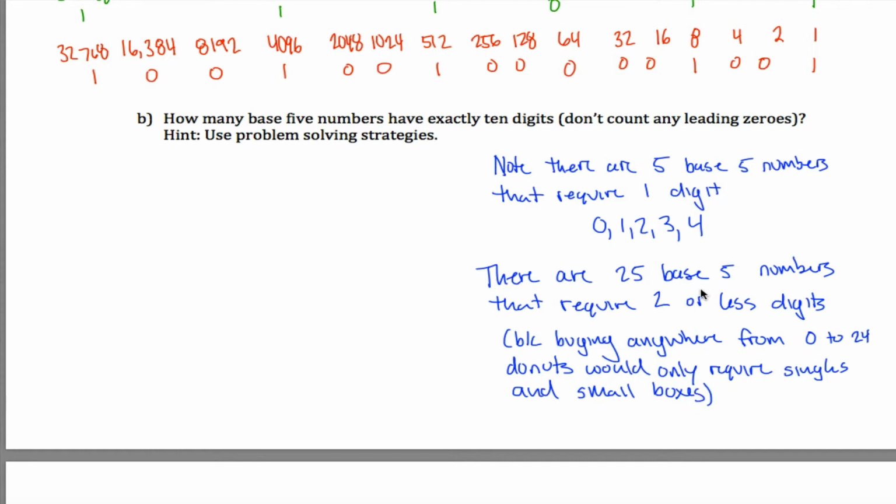And so on. There are 125, 5 to the third power, base 5 numbers that require 3 digits or less. So maybe from here, I can draw the conclusion. There are 5 to the 10th power base 5 numbers that require 10 digits or less.